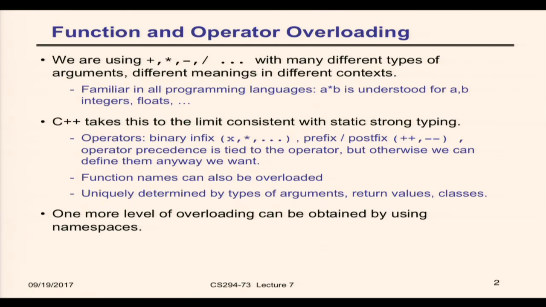So even in historically conventional programming languages like C and Fortran, we do overloading. That is, plus, star, minus, slash for arithmetic operations are used with many different kinds of arguments and different meanings in different contexts. A times B is understood as multiplication of A and B for integers and floats. The fact that you can use a function name for different kinds of arguments is what's called overloading. We overload that function name to mean different things in different contexts. C++ takes this to the limit consistent with static strong typing.